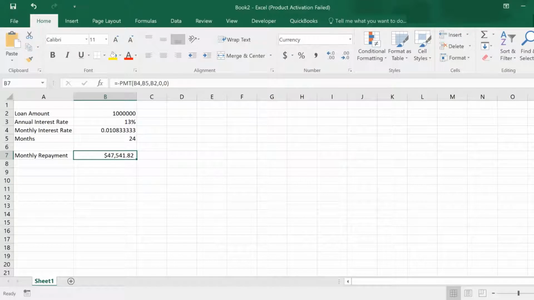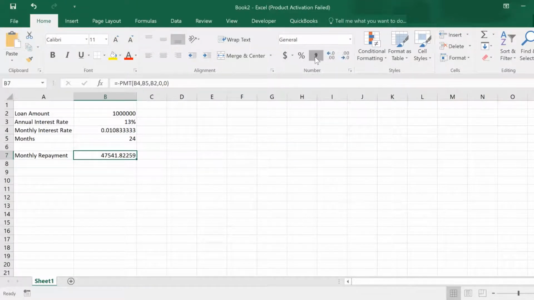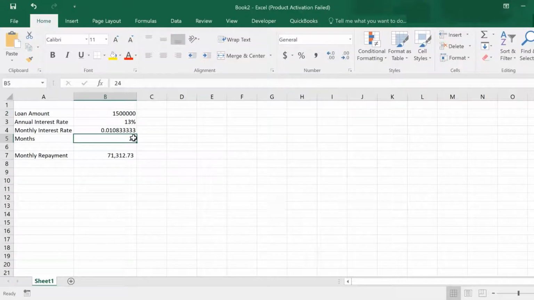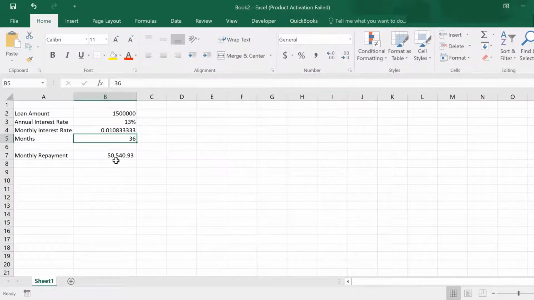You can also change the format for this to make it more practical. So this basically will be a repayment amount, 47,541 and 82 cents. So let's say the loan was for 1.5 M, then this will be your repayment. If the period was 36 months, you can notice the monthly repayments are changing.